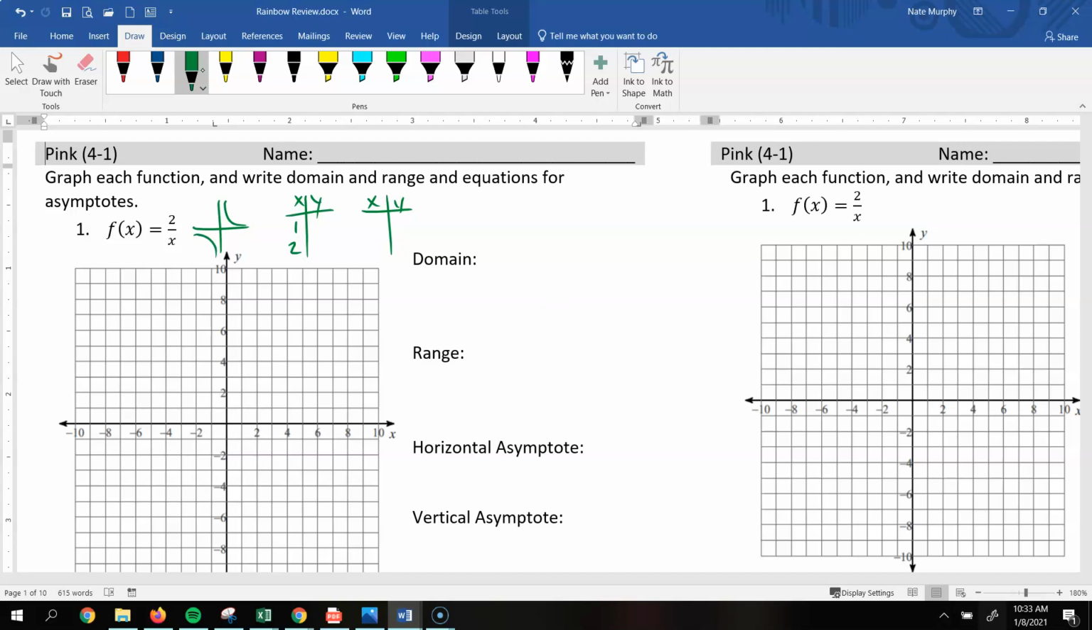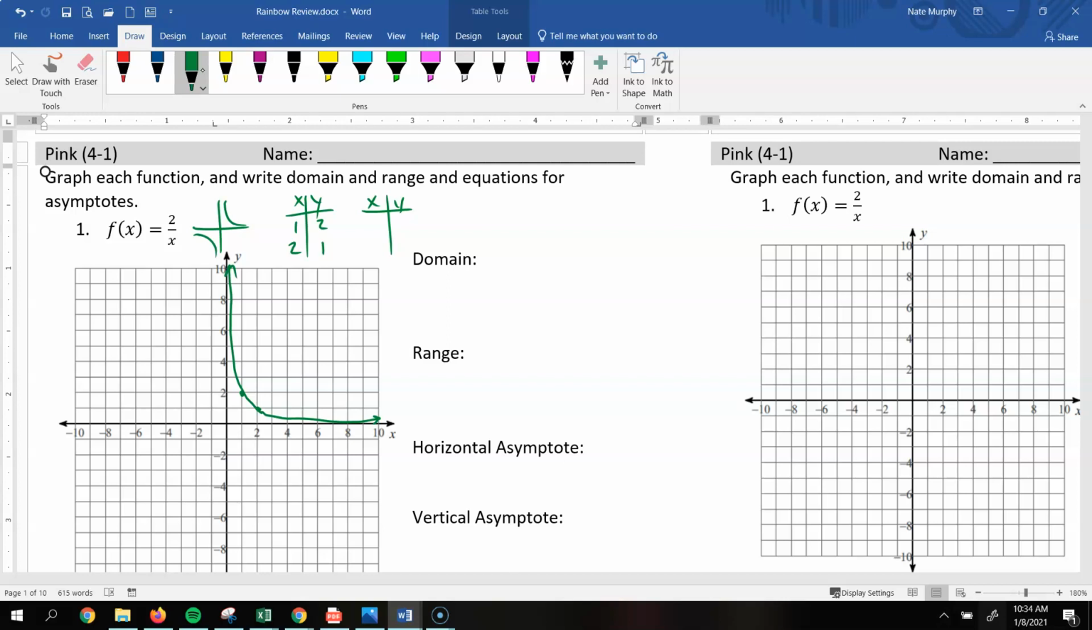So 2 divided by 1 would be 2, and 2 divided by 2 would be 1. So when x is 1, y is 2. When x is 2, y is 1. So I could just sketch this branch to look something like that.